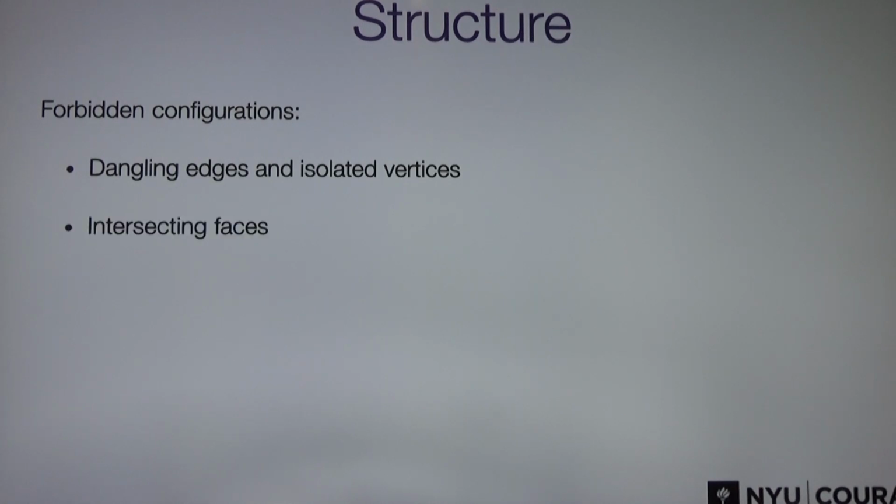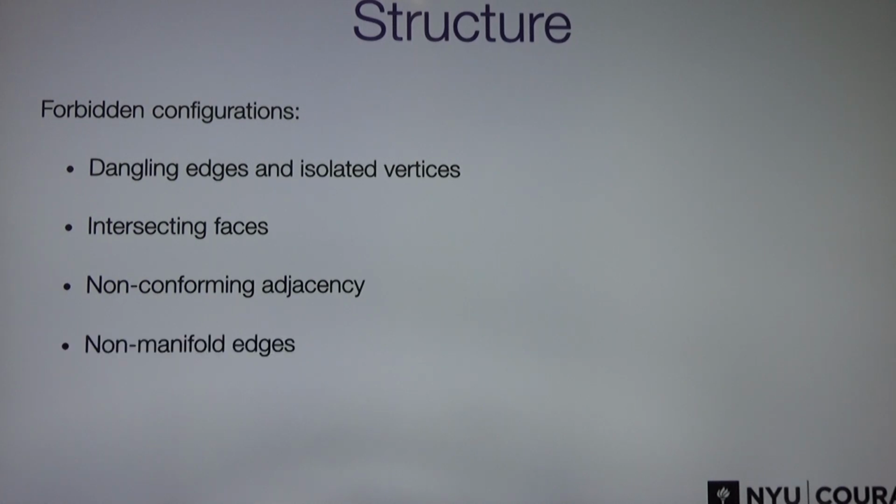It's not always the case, because there can be forbidden configurations. For instance, you cannot have dangling edges or isolated vertices. So you cannot have an edge that basically hangs in 3D space by itself, or a vertex like this. You cannot have intersecting faces, so you cannot have a face penetrating another face or anything like that. You cannot have non-conforming adjacency. That means that you cannot have two faces that are not connected on both edge and vertex, and you cannot have non-manifold edges.